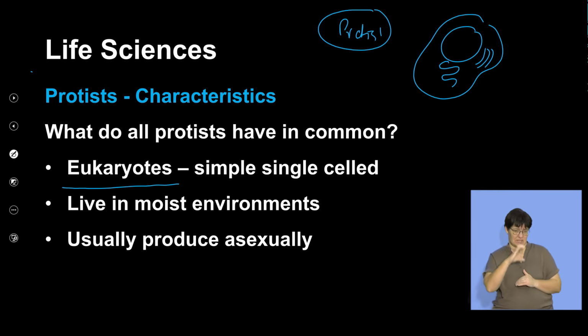All of the protists live in a moist environment. Generally, they live in an aquatic environment. Some can even live in really moist soil. And here, again, they also reproduce asexually. So those are the characteristics that they all had.